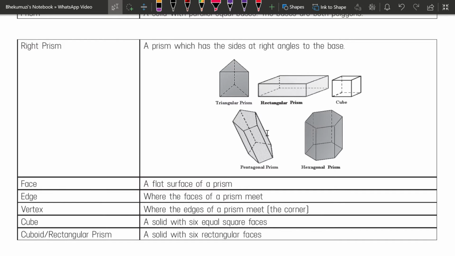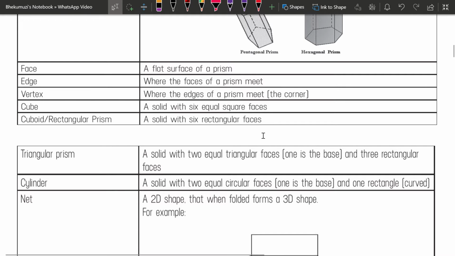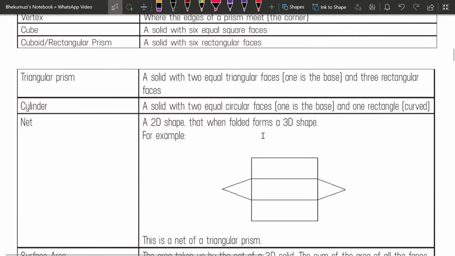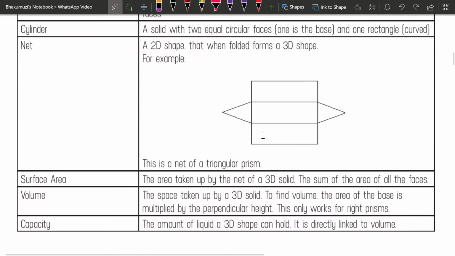Then we have a cube, which is a solid with six equal square faces. A rectangular prism, a solid with six rectangular faces. And also, when we look at a triangular prism, it's a solid with two equal triangular faces and three rectangular faces. Then we have the cylinder, a solid with two equal circular faces, and so on, right? And then we have the net. And the net, remember, is when we unfold the 3D shape into a 2D shape, right?